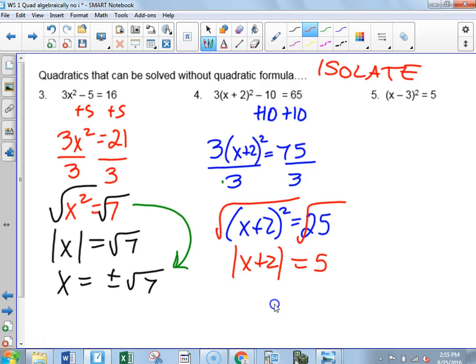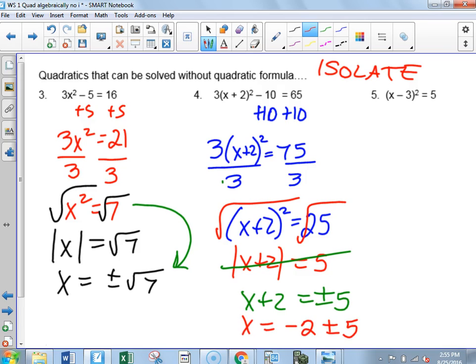But we don't do that, right? What do we do instead? Most of us would not write that step. We would just write x plus 2 equals plus or minus 5. Same difference, okay? Because absolute value means whatever was in there could have been positive or negative. Then we still have to subtract the 2. So we could write negative 2 plus or minus 5.